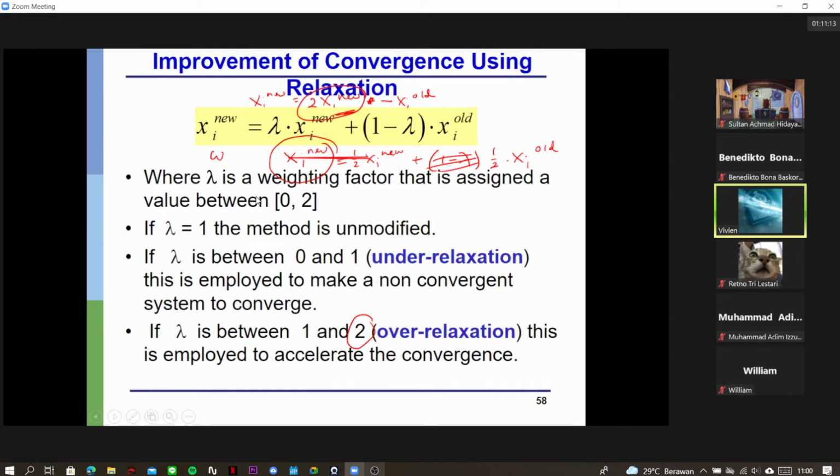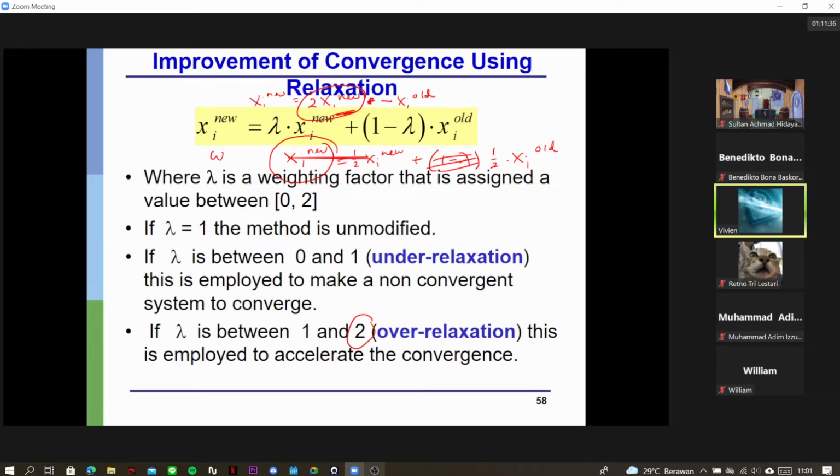There is no exact value which is correct, so we can try, for example, 1.2, or 1.4, or 0.8. Sometimes it can be faster as well. But the only way is by testing it.